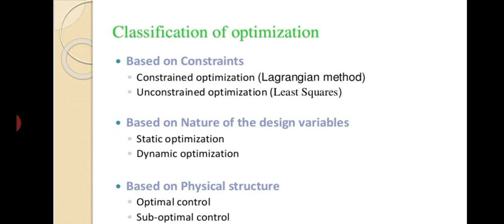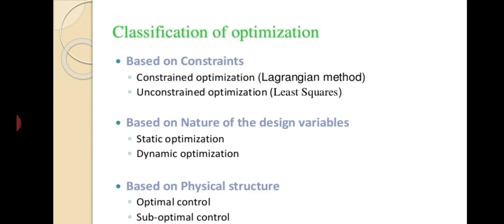For constrained optimization, one method mentioned is the Lagrangian method. However, there are many methods to solve constrained optimization, including nonlinear programming, soft computing techniques, and metaheuristic approaches using the genetic algorithm or PSO.